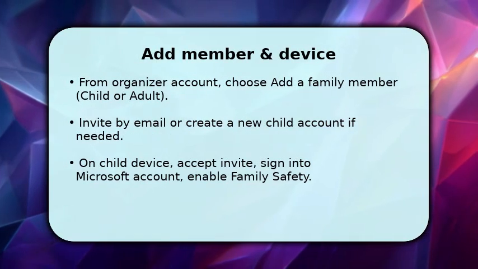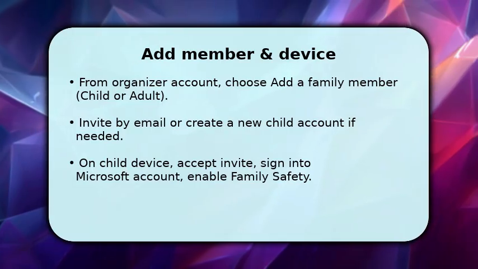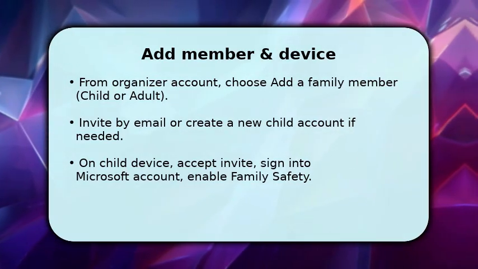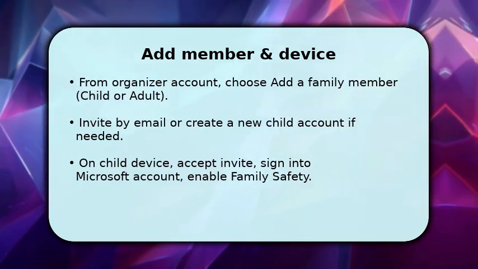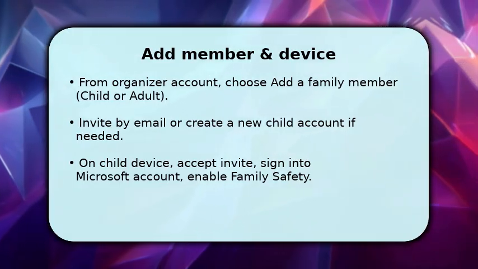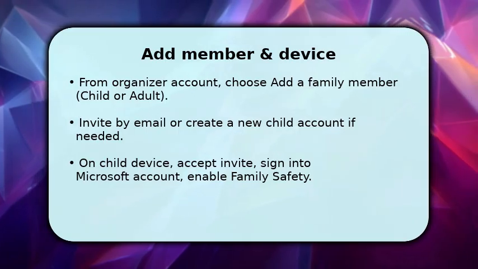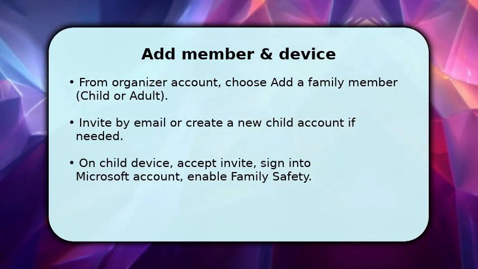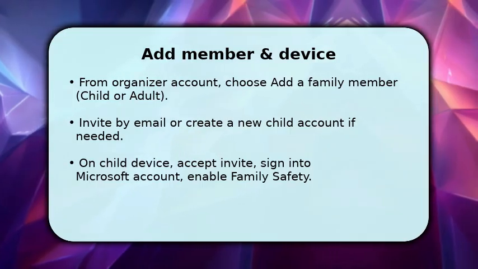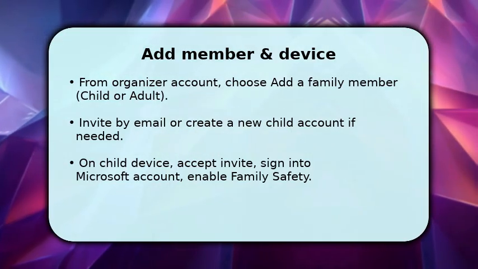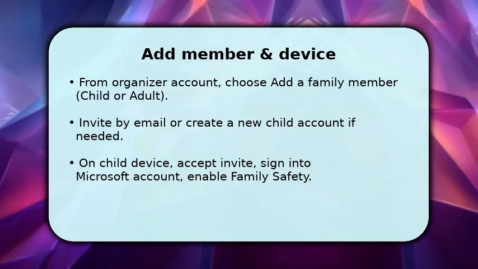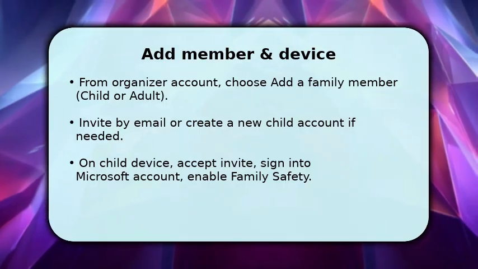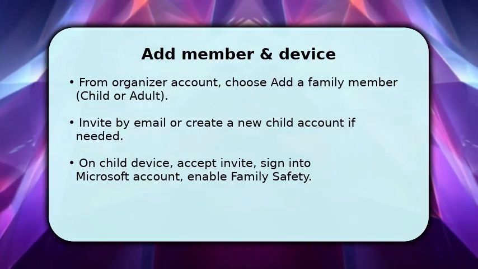Now add the person and their device to the family. From your organizer account, go to Add a Family Member and pick Child or Adult, then invite via email or create a child account for them. Email invites are fastest. Once invited, you must have the child sign into the invited Microsoft account on their device and accept the invite. After acceptance, open Family Safety and enable the device for supervision. Make sure to allow location and activity permissions so monitoring and controls work correctly.